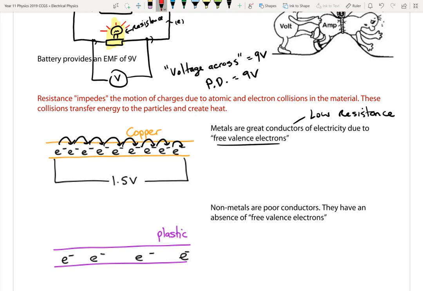So here's your copper atom. And obviously you've got your electrons that are involved, but then you've got a couple spare floating around. Oh God, I'm committing myself to this horrible diagram.